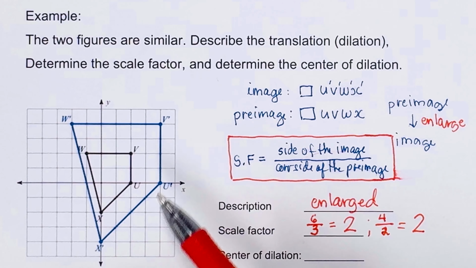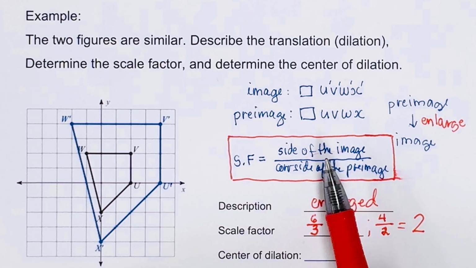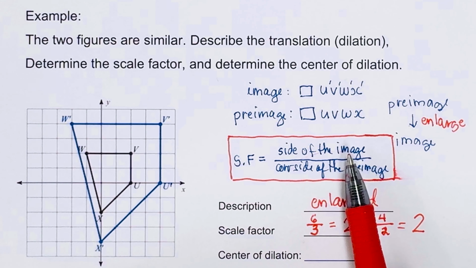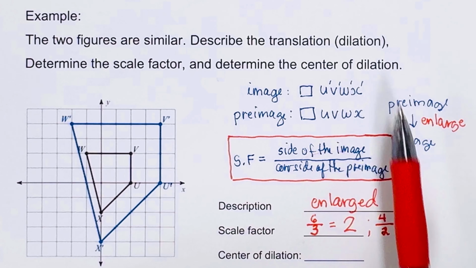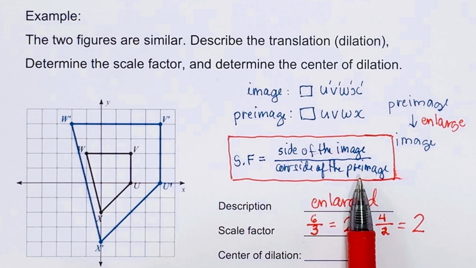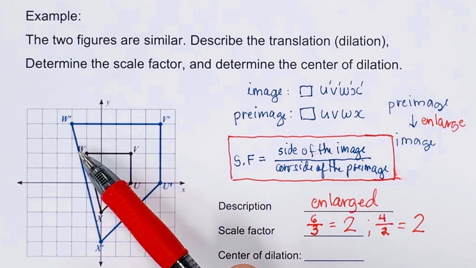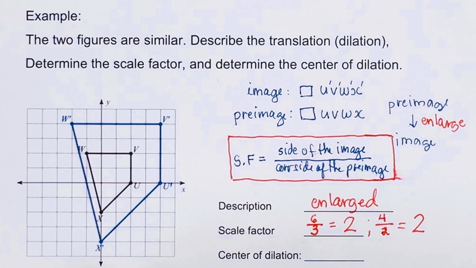So whatever side we pick, the scale factor will always be the same, as long as we use the right formula, that is the side of the image, the blue one, the one that has the prime symbol, divided by the corresponding side of the pre-image. The pre-image is the original one, those that do not have the prime symbol.